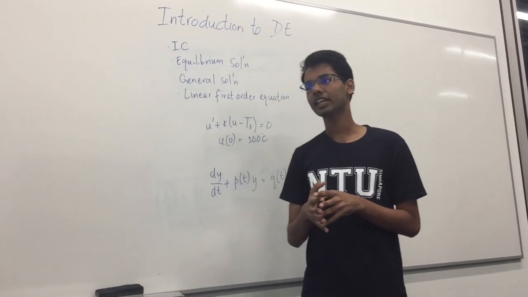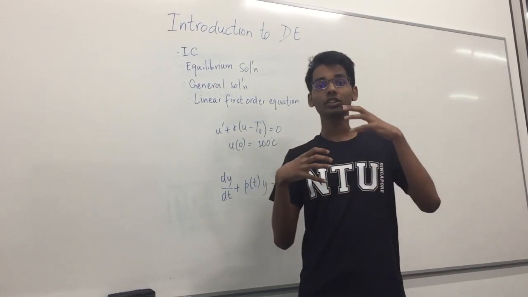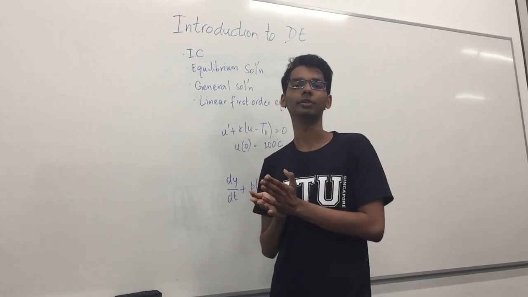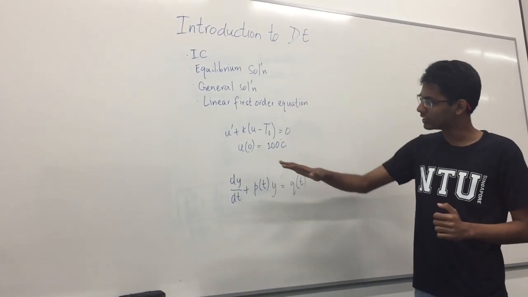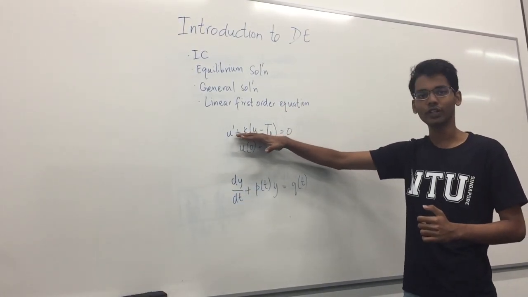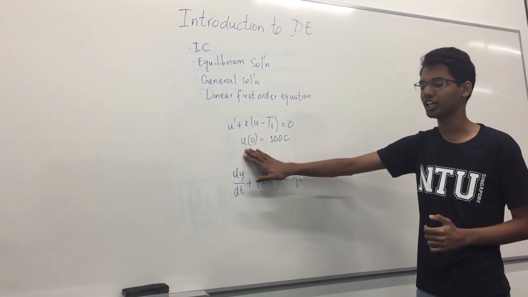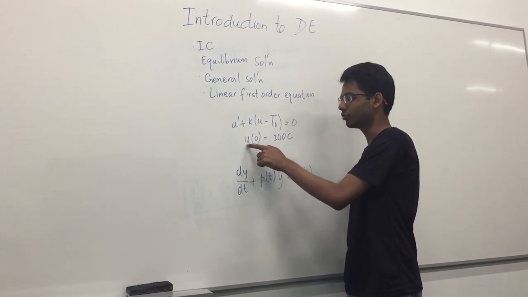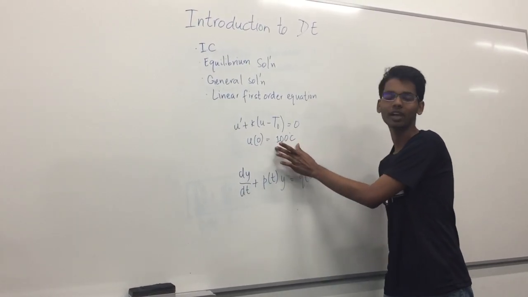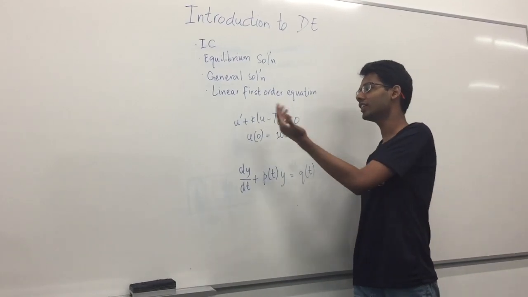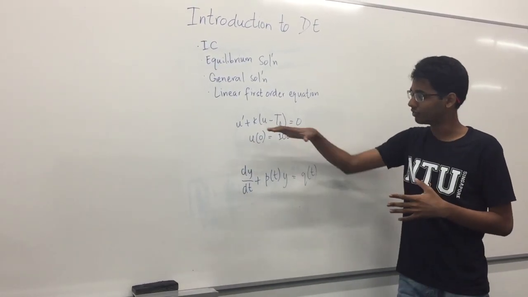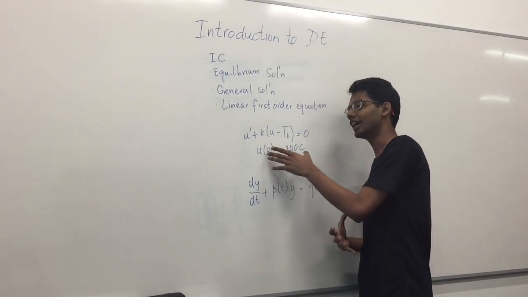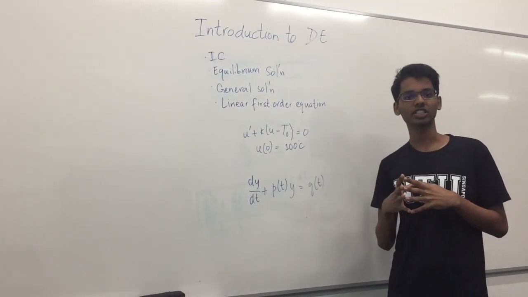Initial condition is basically something that gives you the value of the dependent variable for a given value of the independent variable. What does this all mean? For this equation, which we covered in the previous video, this is an example of an initial condition. All it says is the value of u at time equal to 0 is going to be 100 degrees Celsius. I've defined u as the temperature. So when we apply it to this problem, it says that the temperature at time equal to 0 is going to be 100 degrees Celsius.